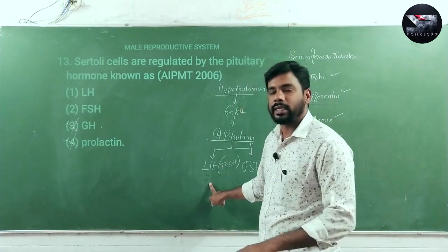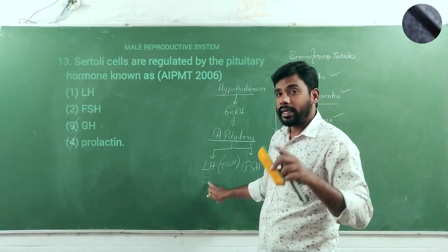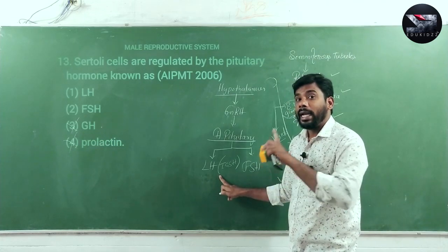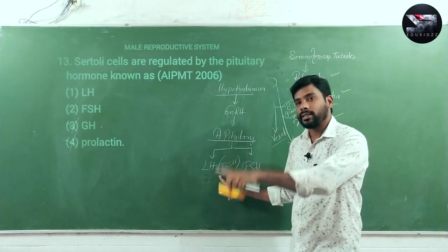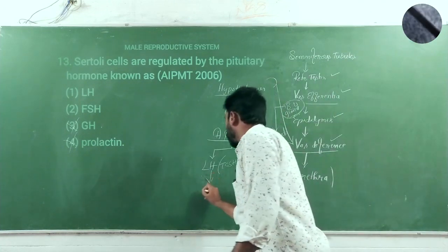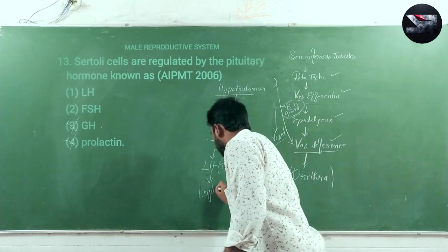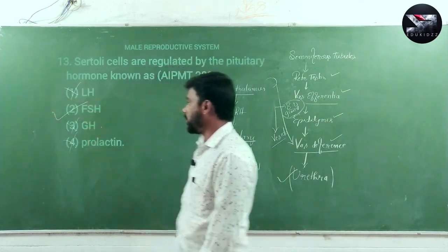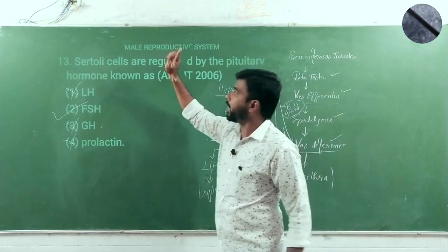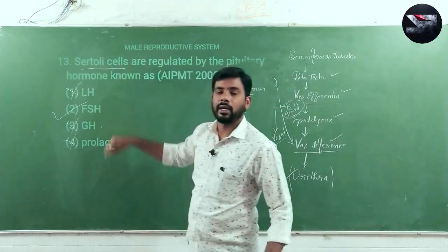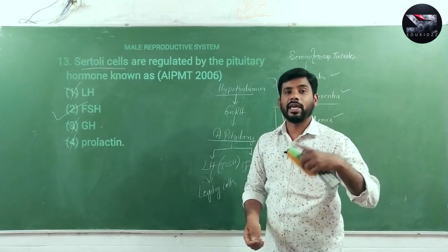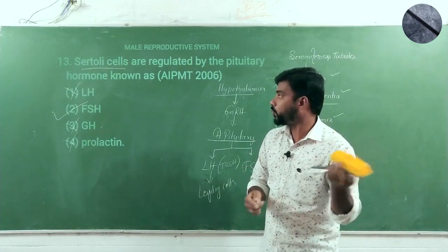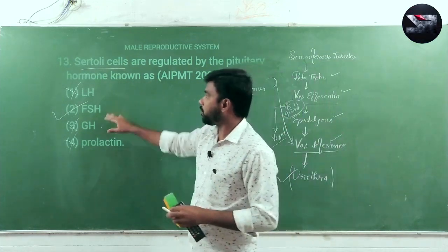ICSH means Interstitial Cell Stimulating Hormone. That means it acts on interstitial cells. Which are the interstitial cells? Leydig cells are called interstitial cells. So LH acts on Leydig cells. So eliminate LH. So the right answer is FSH. FSH acts on Sertoli cells and stimulates the secretion of ABP and inhibin. I already explained that in previous classes, you can see those videos. So the right answer for this question is option 2.